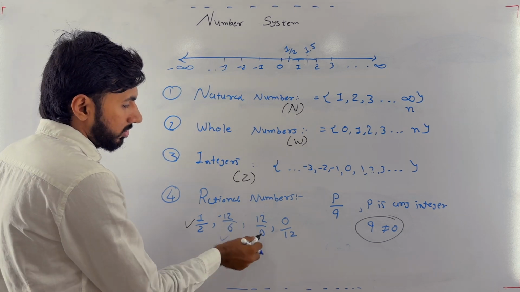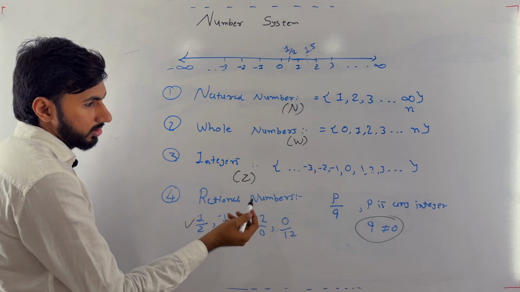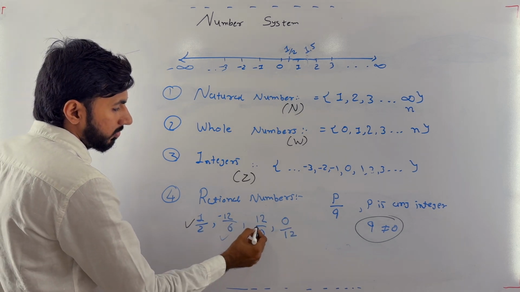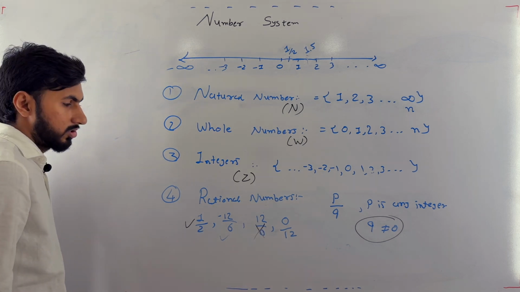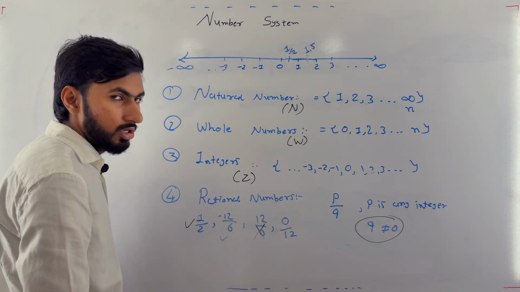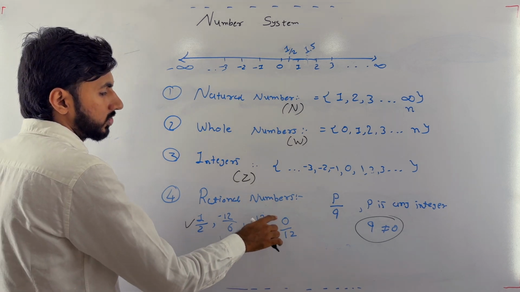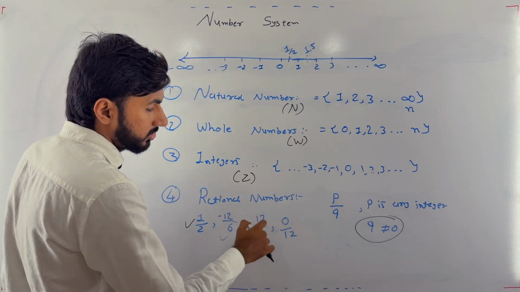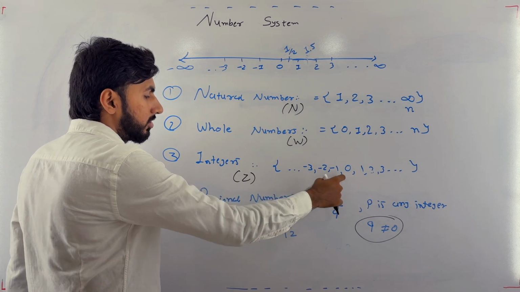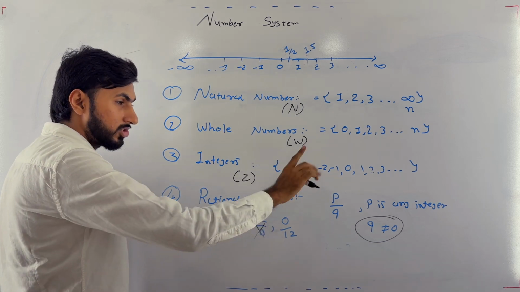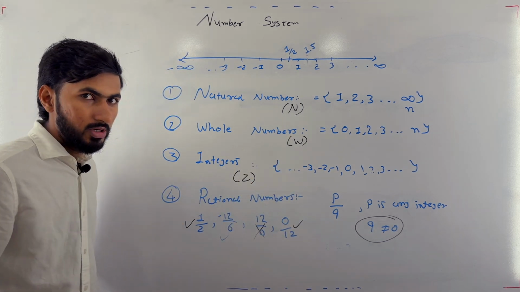Now here 12 upon 0, in the denominator there is 0. We all know that 0 cannot be a denominator, so this is not a rational number. Here comes 0 upon 12. Now in the denominator there is not 0, so we have to check the numerator. In the numerator there is 0. Now 0 by 12, 0 comes under integers. In the numerator you can write 0, there is no problem. So this is a rational number.